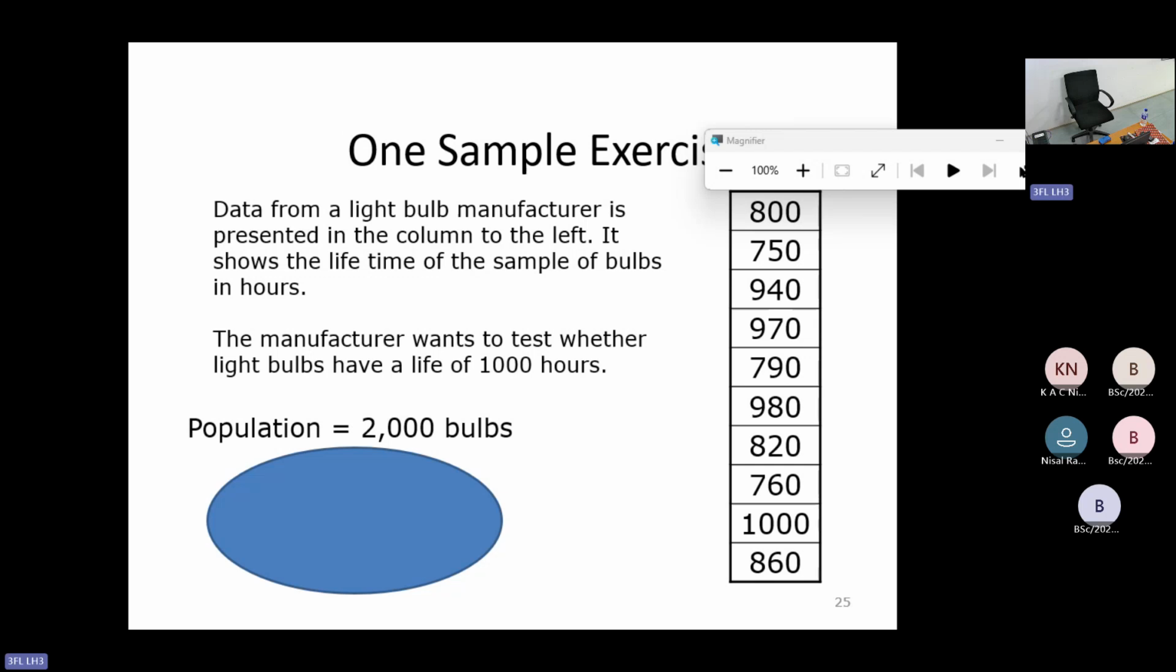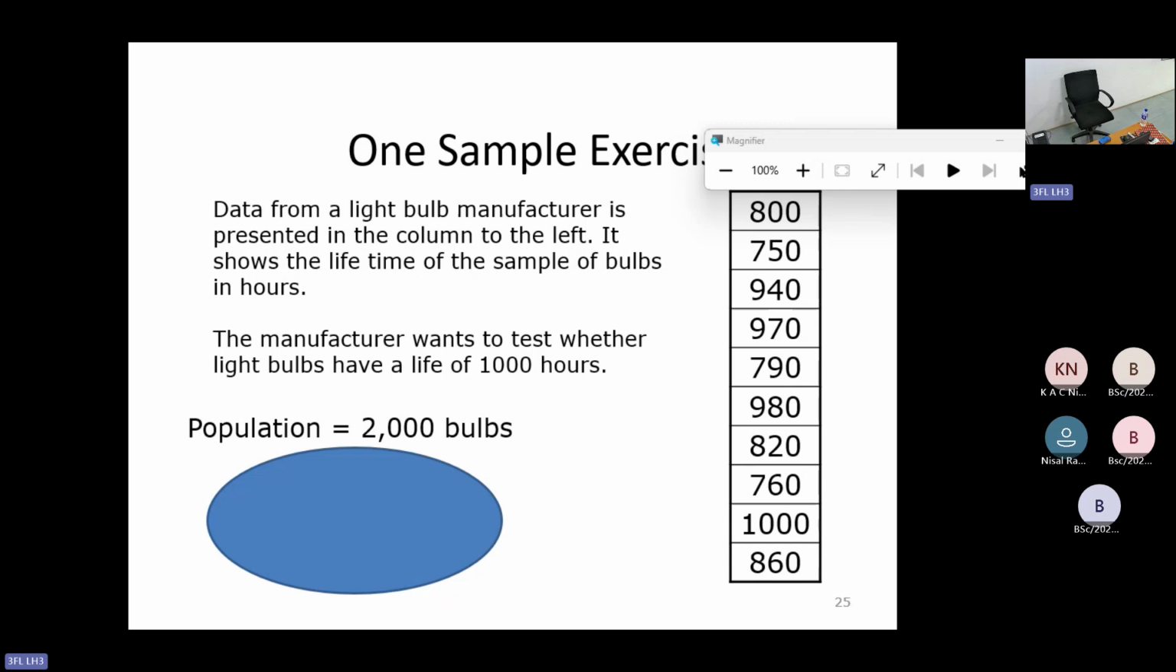In auditing, there is the projection of errors. Did you study it? No, you did not study it. Then in auditing, I'm going to teach you.